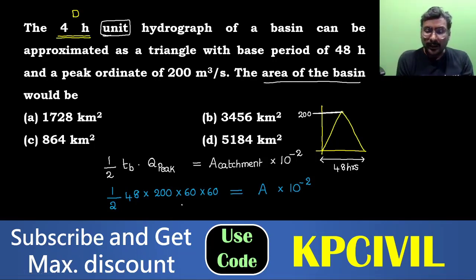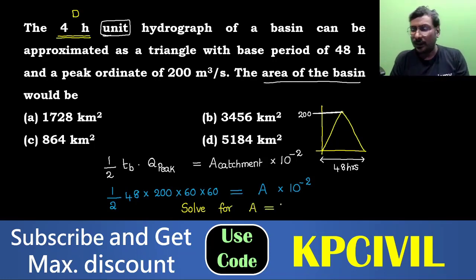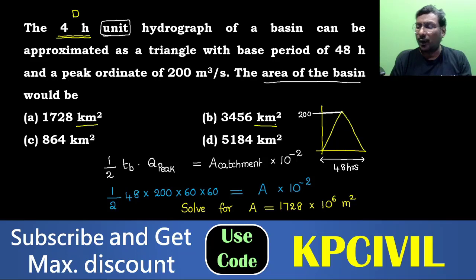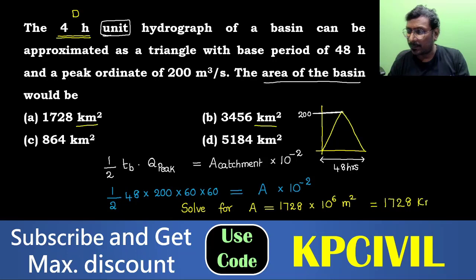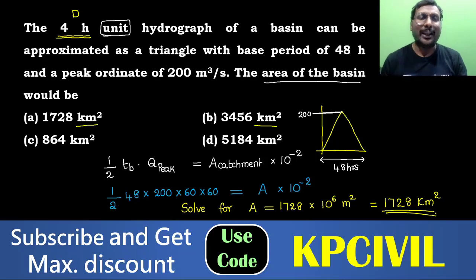So what is the area? Solving for A, what are you getting? Area is equal to 1728 into 10 power 6 meter square. In the options, what is there? Kilometer square. So 1728 kilometer square. Directly we will take it now. 1728 kilometer square is the answer.